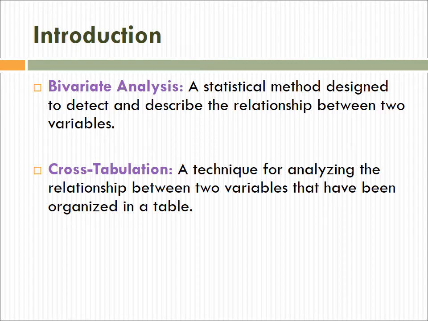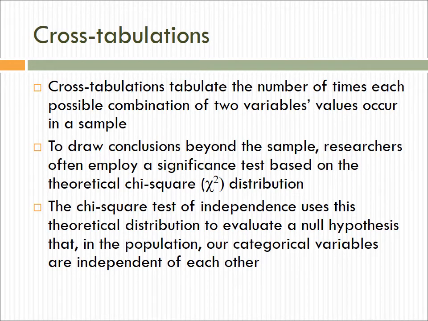We've already done a couple of cross-tabulations where we looked at two variables and the percentages, and then looked at the measure of association and the relationship between those two variables, whether there's an association or not. Cross-tabulations tabulate the number of times each possible combination of two variables' values occurs in a sample. To draw conclusions beyond the sample, researchers often employ a significance test based on the theoretical chi-square distribution.